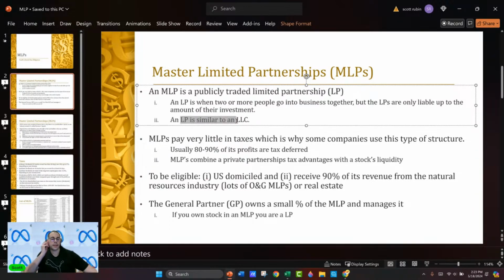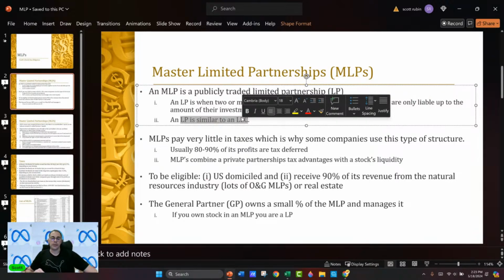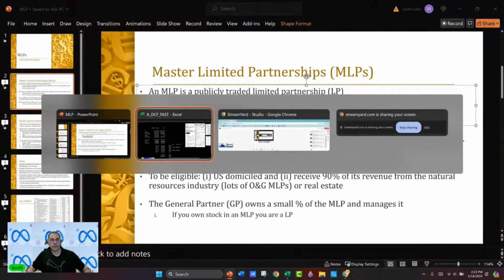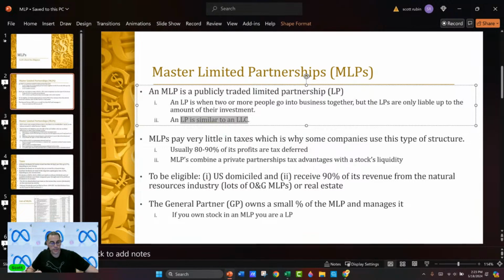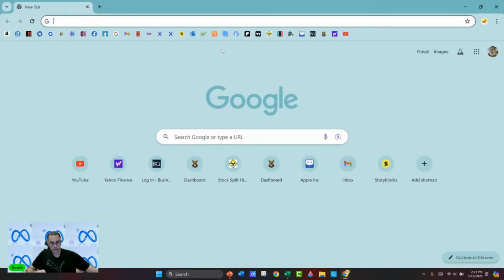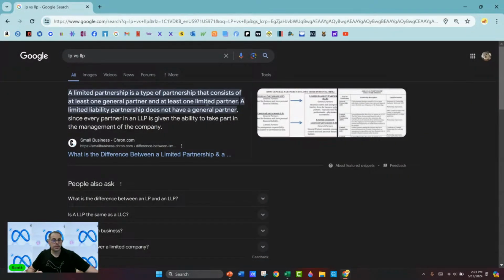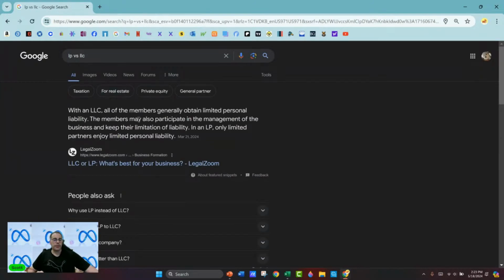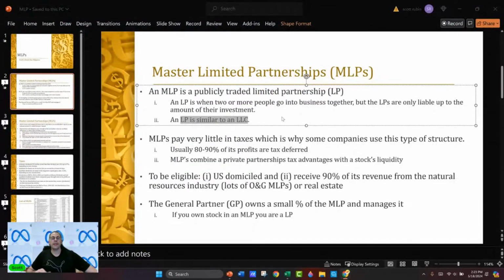An MLP is like an LLC. It's the same kind of concept. It's limited to the amount you could lose. You could only lose your investment. Let me see what Google says. So there's similarities. If you understand what an LLC is, there's a lot of similarities with an LP.